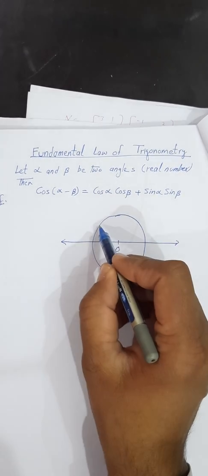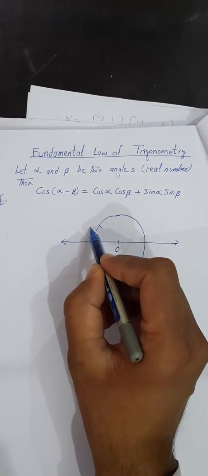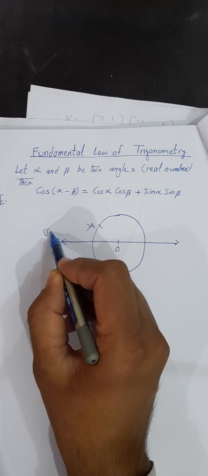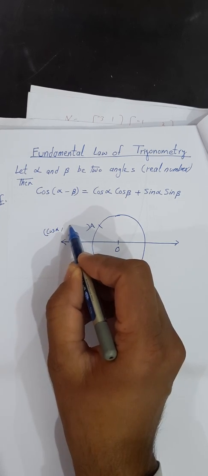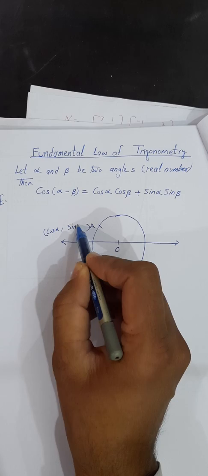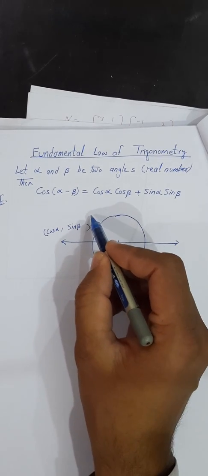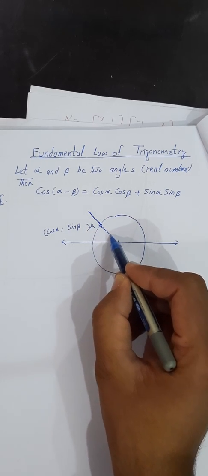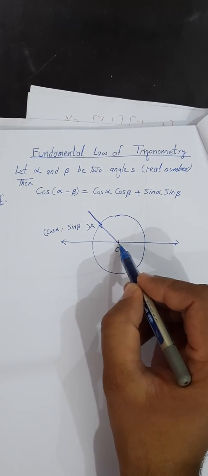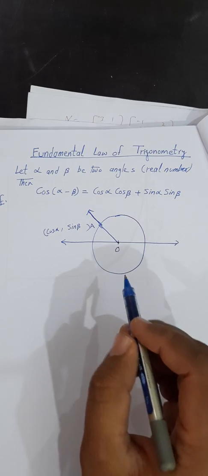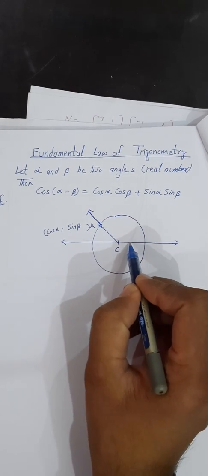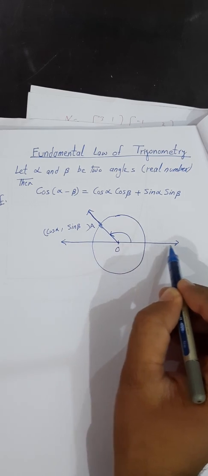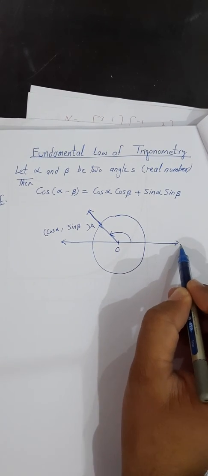Now take a point A on the circumference of the circle with coordinates cos alpha and sin alpha. If we draw a ray which passes through point A with vertex at origin O, then this ray OA makes an angle alpha with the positive x-axis. This is the x-axis.